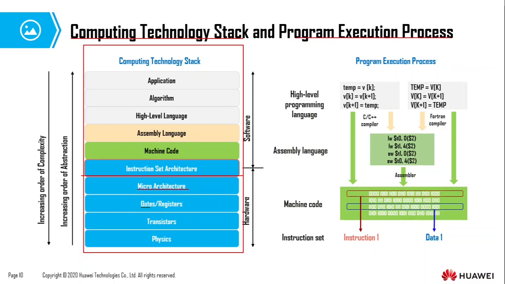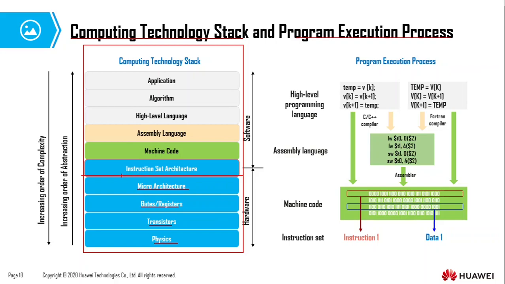Then on your CPU we have the gates and registers, which are electronic transistors used to do computations, and then the physics behind it, that is electricity, which is able to do the calculation. So that is the hardware.